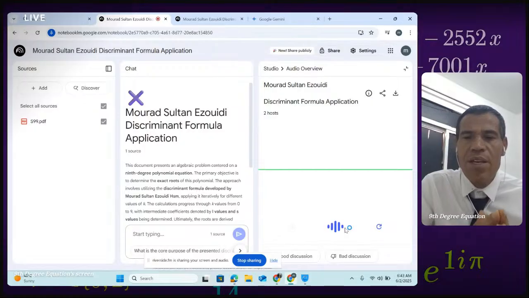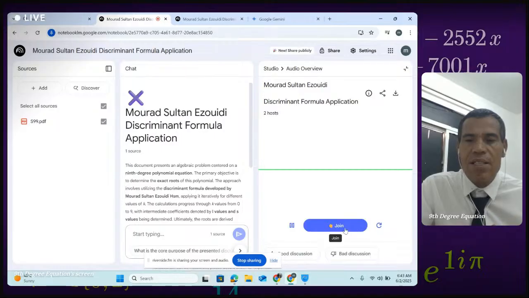We use the Ezouidi theorem and we found all the new coefficients of the ninth degree from the equation, and we found that s6 is going to be.